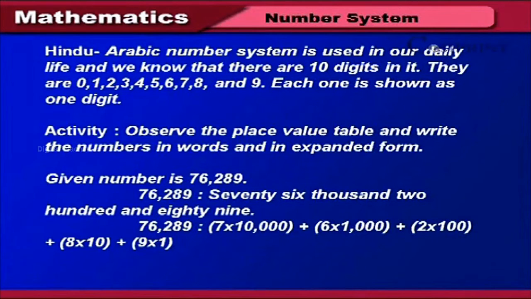Activity. Observe the place value table and write the numbers in words and in expanded form. Let us write the given number in expanded form. The given number is 76,289. Now let us write it as 7 into 10,000 plus 6 into 1,000 plus 2 into 100 plus 8 into 10 plus 9 into 1.